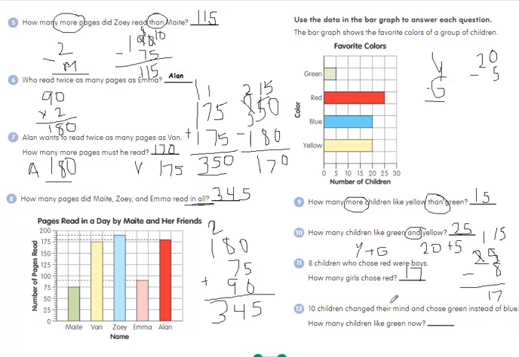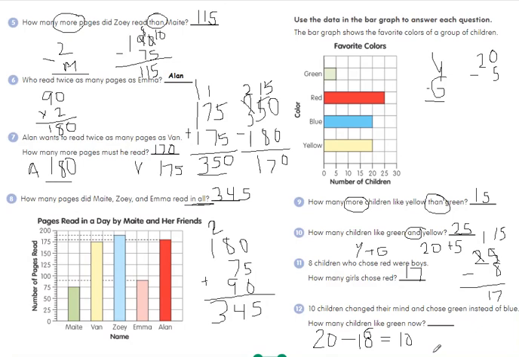10 children changed their mind and chose green instead of blue. How many children like green now? Ooh, so these are 2 steps. These are very tricky. So it says 10 children changed their mind and chose green instead of blue. So we have to look at blue. So since blue had 20, out of those 20, 10 of them decided no longer they liked blue, they want green. So I have to take 20 and subtract 10, because now 10 of those like green. So I'll even put a G over here, so I know that because they like green now.